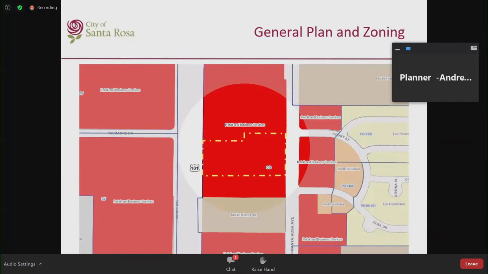So general plan and zoning. The general plan land use designation is retail and business services. The project site is surrounded by a majority of retail and business services land use designations, and the zoning is general commercial, which is an implementing zoning district of the retail and business services land use designation.